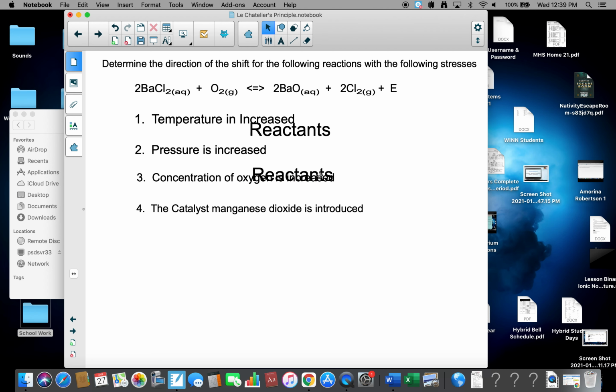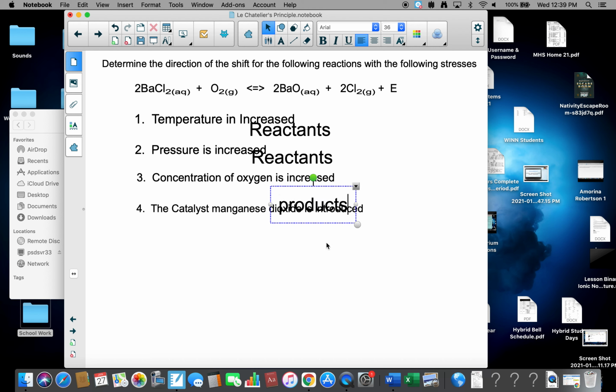All right, concentration of oxygen is increased. Oxygen is a reactant. We shift to the opposite side. This is going to shift to the products. And then manganese dioxide as catalyst is used, always no shift. All right, now that was real quick.